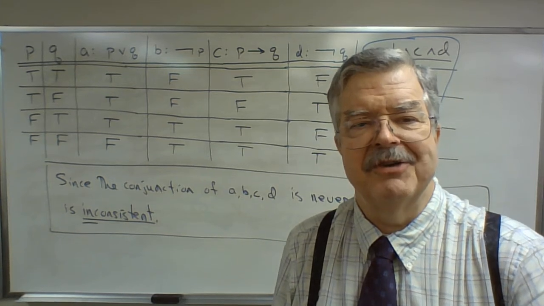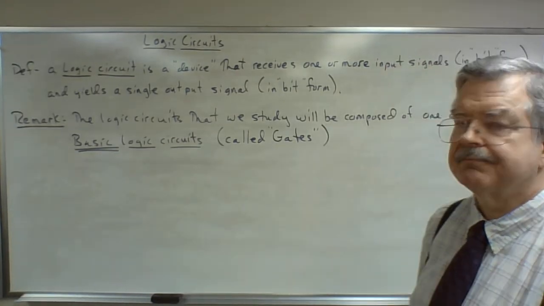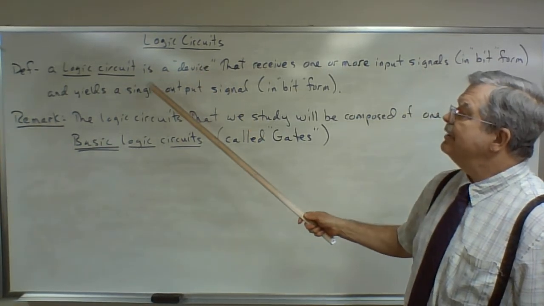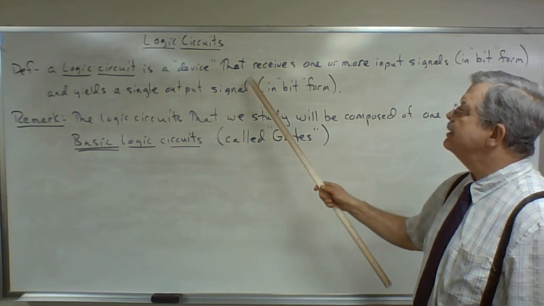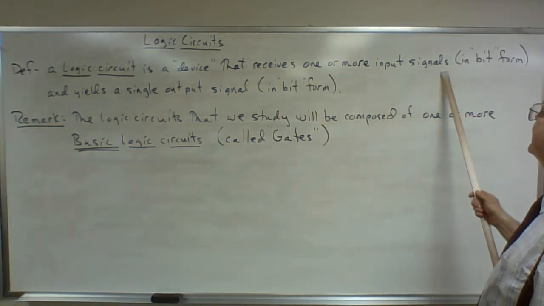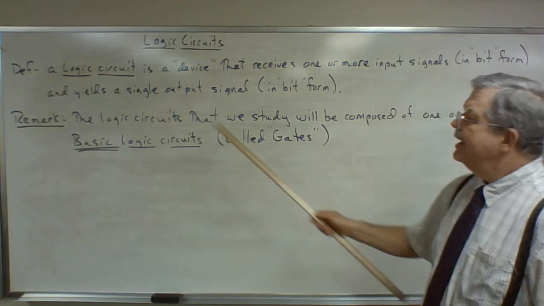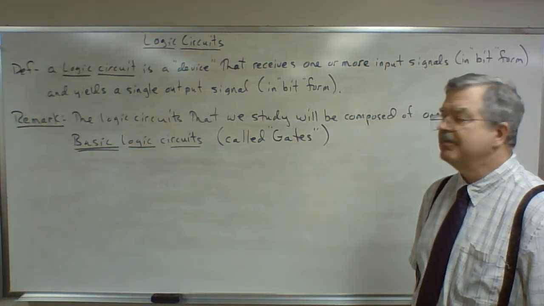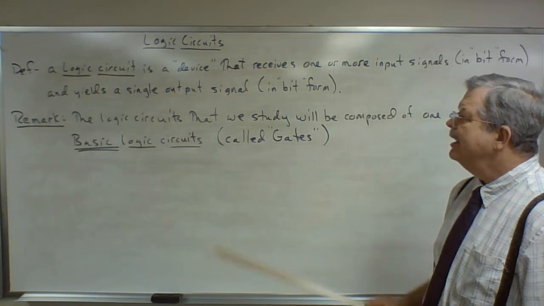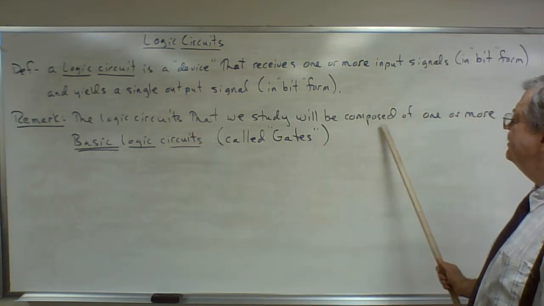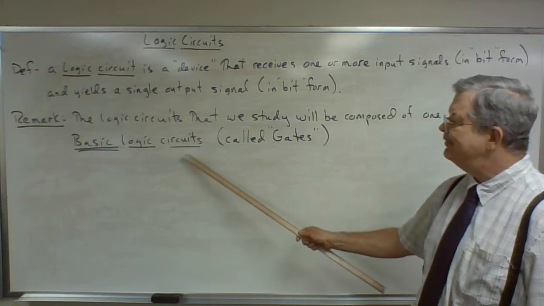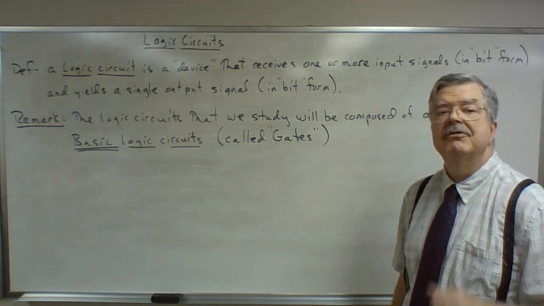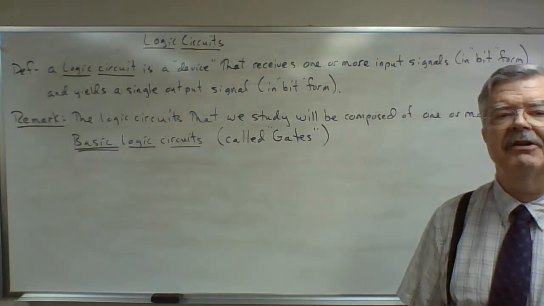Next, we are going to do logic circuits. Back again. Here's our introduction to logic circuits. A logic circuit is a device, for lack of a better word, that receives one or more input signals in bit form and yields a single output signal also in bit form. The logic circuits that we study will be composed of one or more basic logic circuits that we call gates. And there are 3 of those. So let's look at our gates or our basic logic circuits.